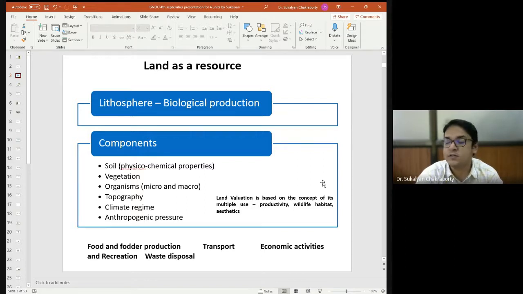Now, what is the importance of knowing this? If we want to go for sustainable practice, if we want a sustainable development of the land resource, we have to know what are its components which need to be preserved, conserved, or developed.